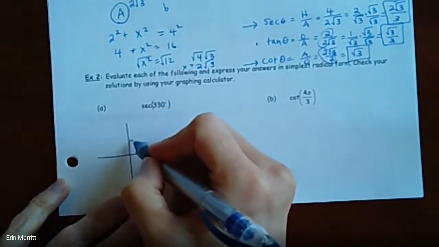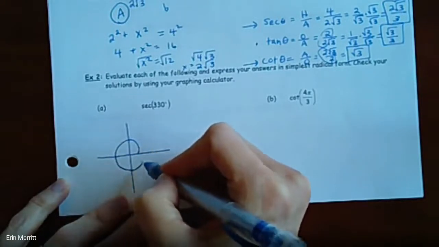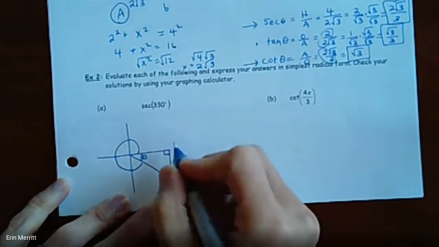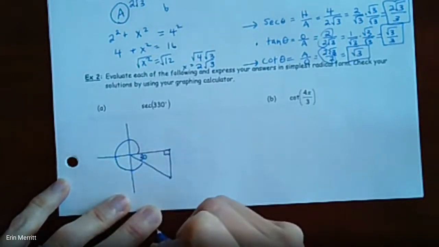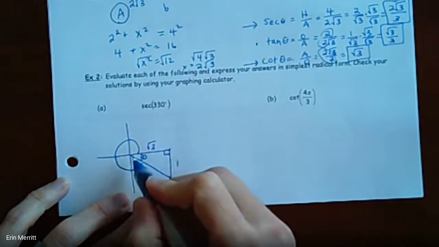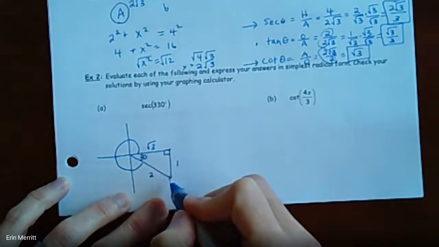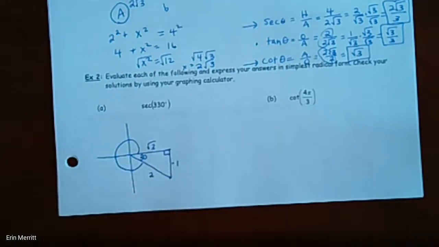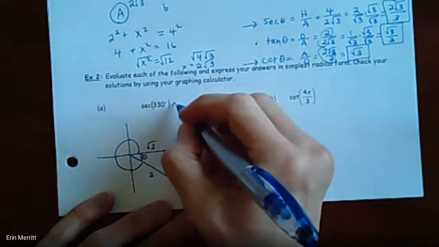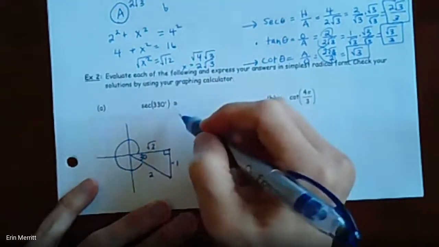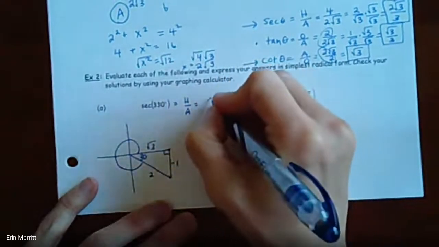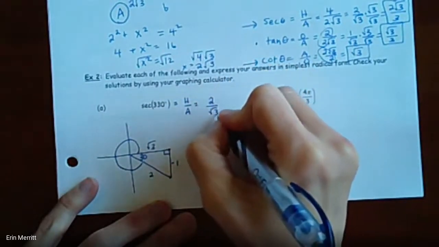So 90, 180, 270, 330 comes all the way over here, leaving a little gap of 30 degrees between the x-axis and where your angle stops. When you label 1, radical 3, 2, remember, if I go right, it's positive, but if I go down, it's negative. So get all of that set up. Then remind yourself what secant is equivalent to. Go back up to the top. This is the "ha", so H over A. All right, hypotenuse, 2 over the adjacent, radical 3.